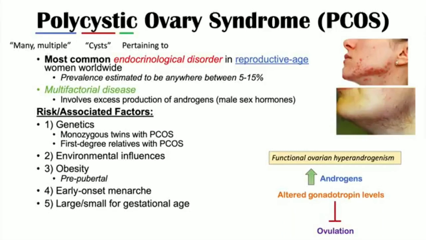There are few risk factors associated with it that may be genetically present. Monozygous twins with PCOS, first degree relative with PCOS. Second is environmental influences. Third one is obesity, that may be pre-pubertal or at the puberty level. Early onset menarche. Large or small for gestational age.